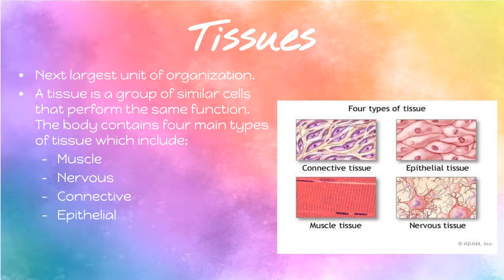Our next largest unit of organization is known as a tissue. A tissue is a group of similar cells that perform the same function. The body contains four main types of tissue, which include muscle, nervous, connective, and epithelial.